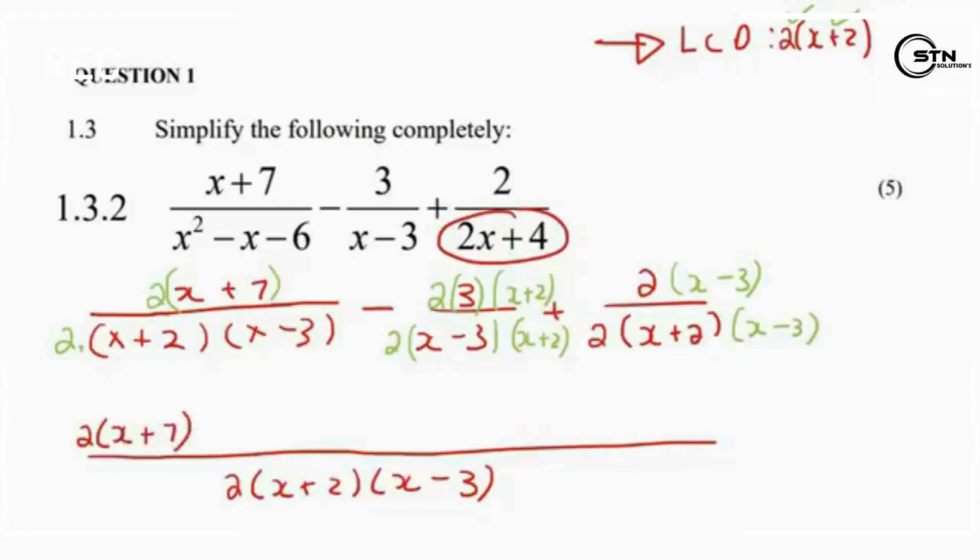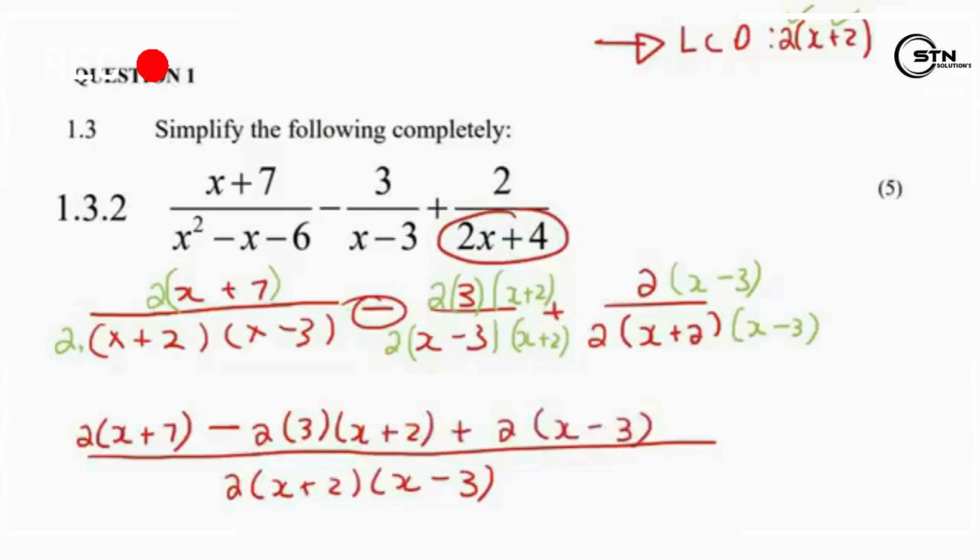So then what you do is you just say minus, and then you just say 2 times 3 times x plus 2, and you just say plus. There we go. Now at the top, we have some work to do. We have to get rid of all the brackets at the top. So at the bottom, we just keep it as it is. Okay, I hope I have space. So you're going to multiply this 2 into this bracket. So that's going to become 2x plus 14.